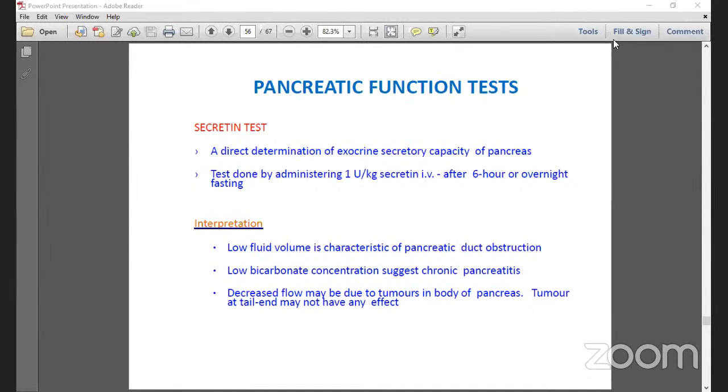So the interpretation is, when there's a low fluid volume, it is characteristic of pancreatic duct obstruction. But when there's a low bicarbonate concentration, it will suggest chronic pancreatitis. And when there's a decreased flow, it may be due to a tumor of the pancreas. Okay, next one.